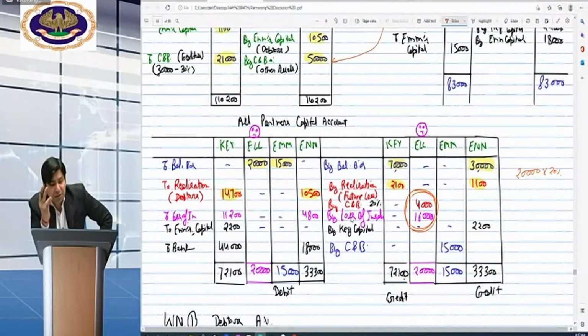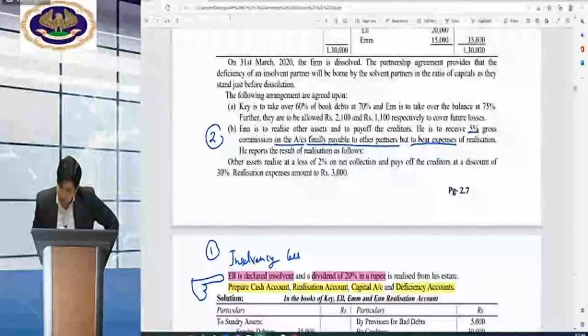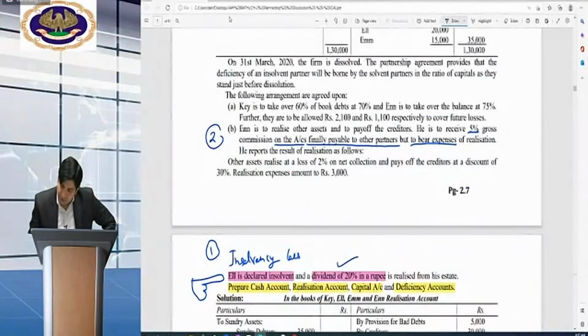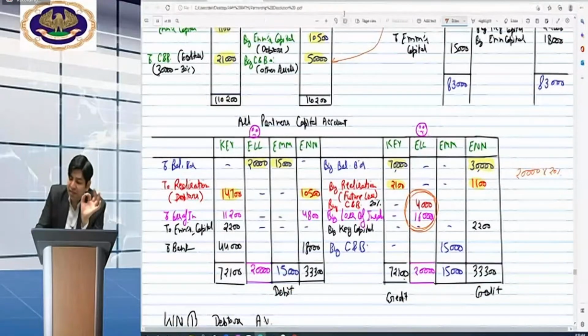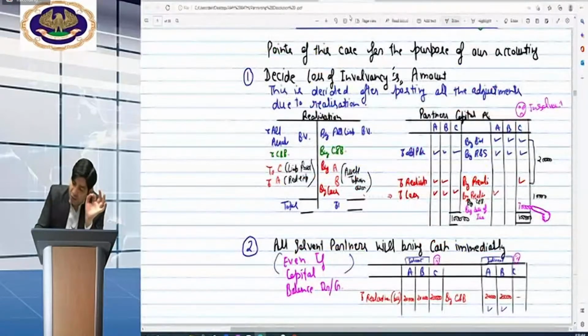That can be called the not realized part of Mr. L. When you prepare the ledger, you will find the balance. The total balancing figure was 20,000. Of that, 20% has been realized as per the question requirement. It means 80% has not been realized. Now tell me everyone, is the loss of insolvency okay or not? The loss is 16,000 as per this question.